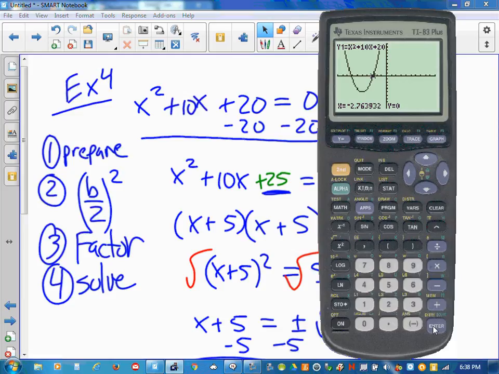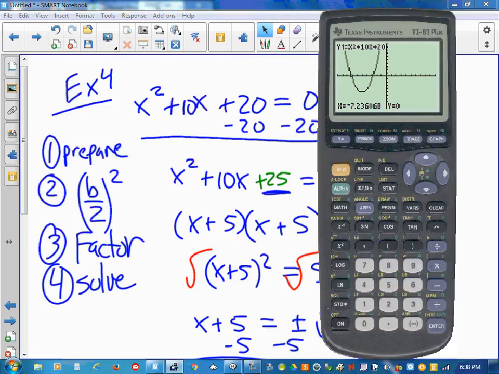Now the decimal answer you can see is negative 2.7639 and change, right? Now let's do the other one. I'm already in the trace mode, so I hit negative 5 minus second square root 5. Close the parentheses, boom, it jumps me over to the other root. So I found those answers without using a calculator. And I'm showing you on the calculator that, yes, indeed, it crosses at those two places.